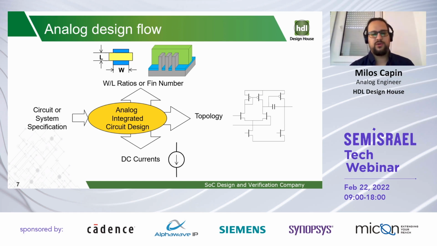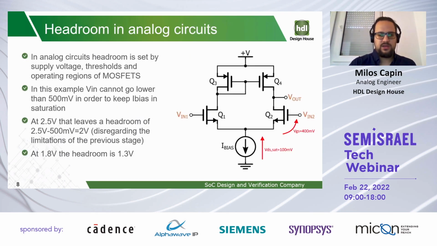And once the topology is chosen, we can start to play with the dimensions. The main parameters in MOSFET transistors are channel width and channel length. And other separate parameters are DC currents. With DC currents, we can usually tweak the circuit to achieve, for example, a higher bandwidth, a higher gain, or anything like that. It's at the expense of power consumption, but it is a parameter that can be used to play with these outcomes. One of the biggest issues in modern analog electronics in SoC design is headroom in analog circuits.